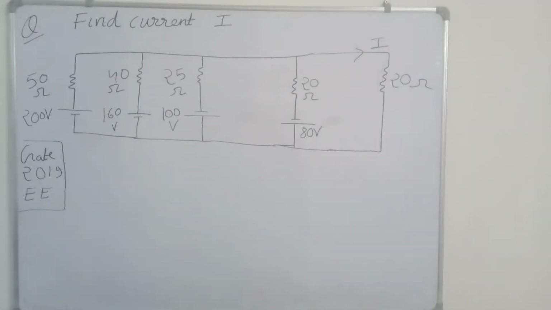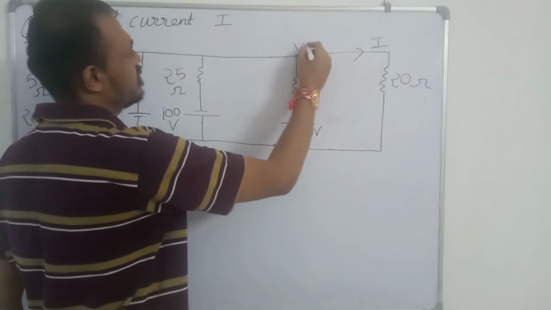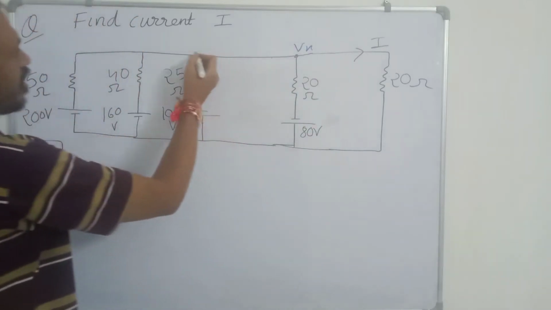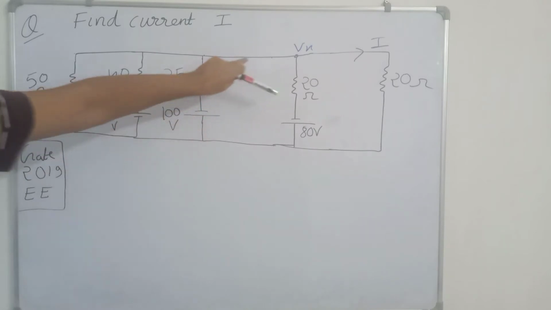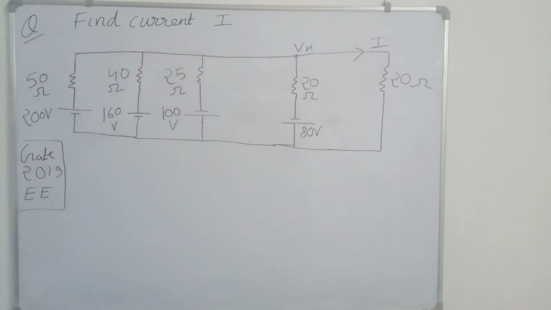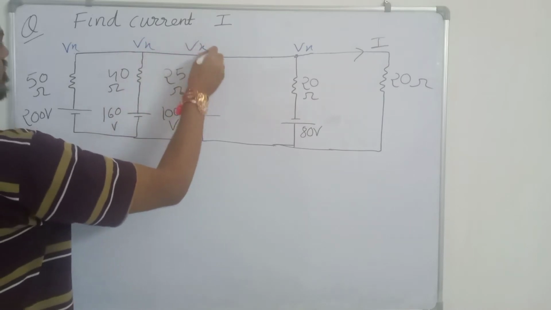So let this voltage be Vx. Let the voltage at this node be Vx. So this is short, so this voltage will also be Vx, this voltage will also be Vx, and this voltage will also be Vx because this is all shorted. So this is also Vx, this is also Vx, this is also Vx.